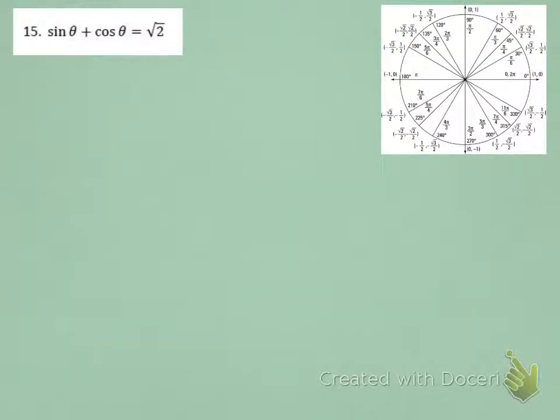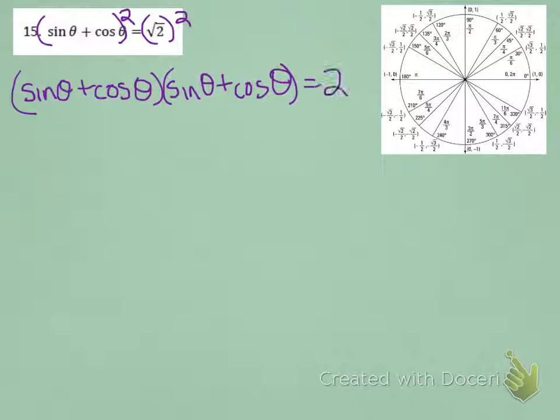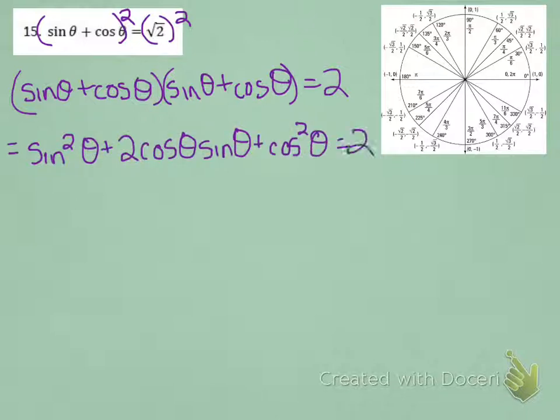A good way to start solving this equation would be to go ahead and square both sides in order to get rid of the square root on the right hand side. And I'm going to go ahead and start expanding the left hand side at the same time. This is a pattern I've already seen a couple times while working through this practice test, and so I know that this expands to sine squared plus 2 cosine sine plus cosine squared, and that embedded within that expansion is one of our Pythagorean identities.